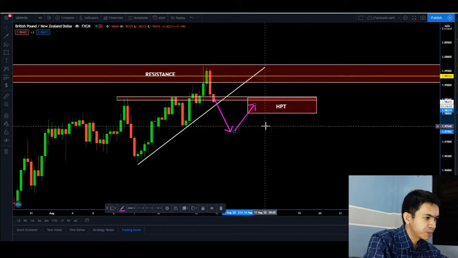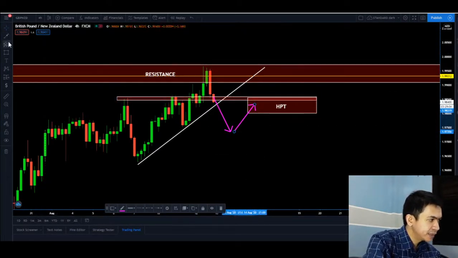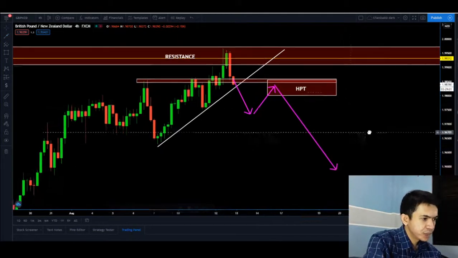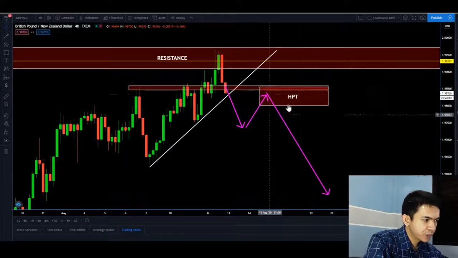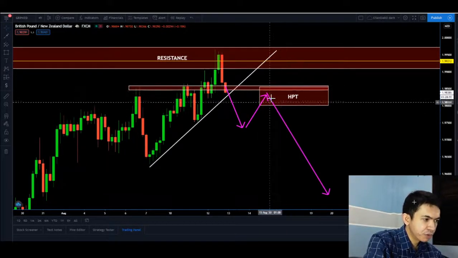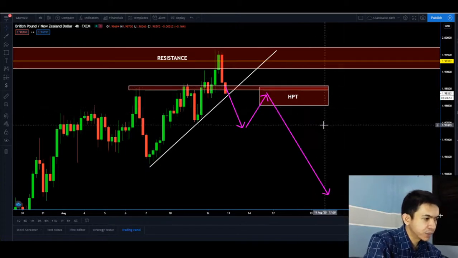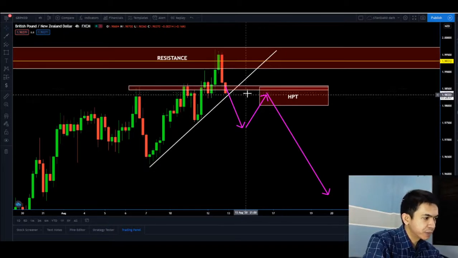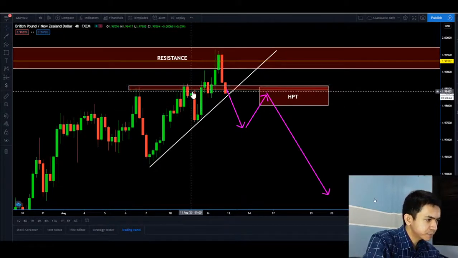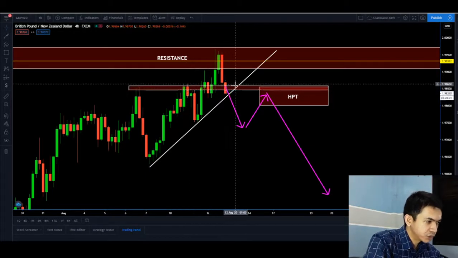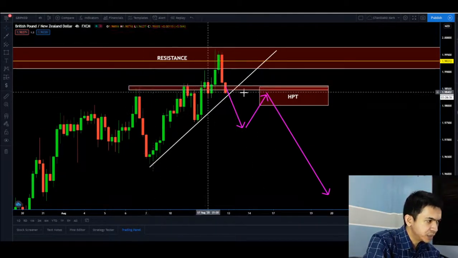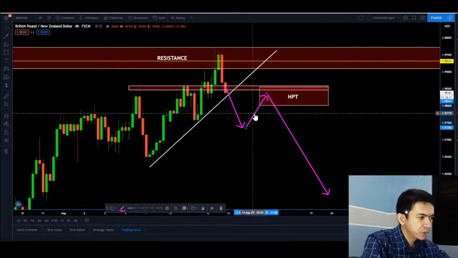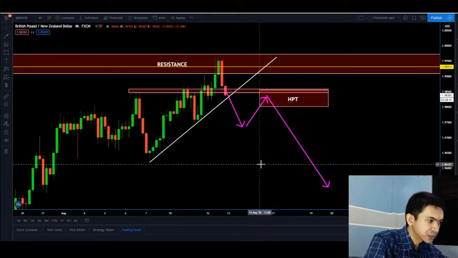As simple as that. So, if I'm going to take a short setup, I would want the market to return to my HPT zone and then let the market do its thing. I would want the market to reach my HPT and look for a much better entry, again, on a much lower time frame. So if I want, I can even place my sell limit here, right? But I would want the market to break this counter trend line and react to this key significant resistance at this time frame.